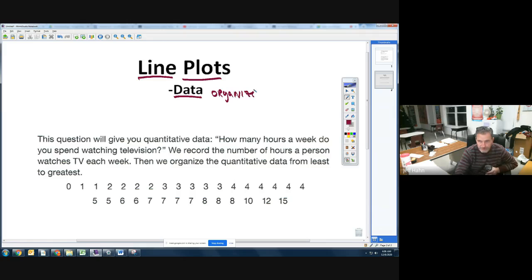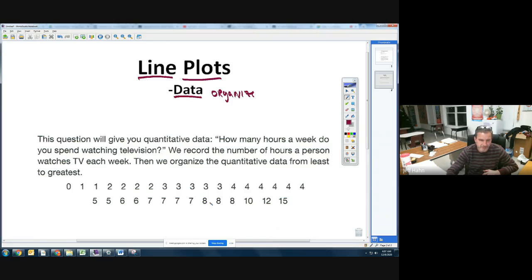Organize your data. Because if there are just numbers all over the place, I mean, if you look down here, this question: how many hours a week do you spend watching TV? Today, we'd probably change that to, do you spend on a device, on your cell phones or on your iPads or playing games or whatever here, okay?